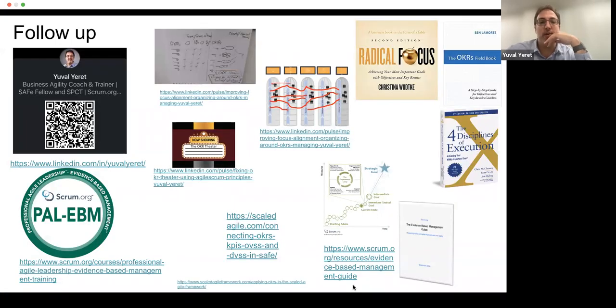All right. If you want to dive deeper into this topic, I mentioned a couple of books, and some of them are here. There are some articles that talk about different elements I covered, for example the topic of operational value streams and development value streams, and the evidence-based management guide from scrum.org. How do we organize around OKRs? How do we fix OKR theater using Agile and Scrum principles? Different resources for you to look at.